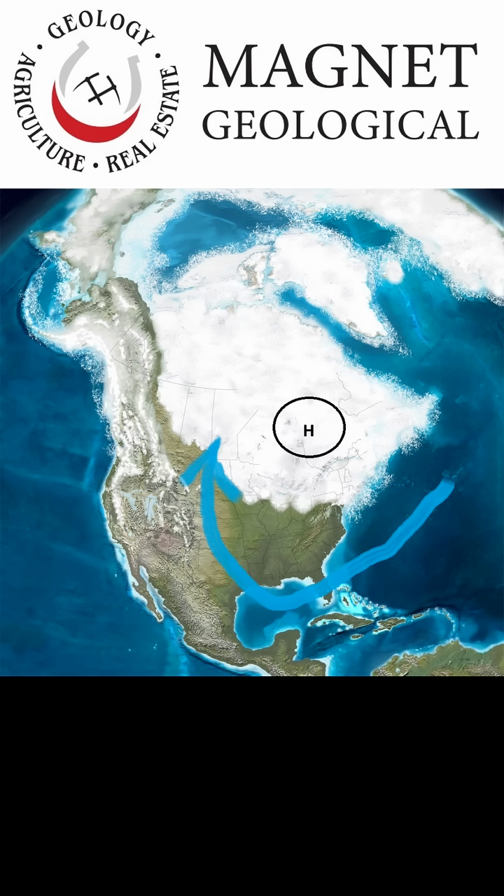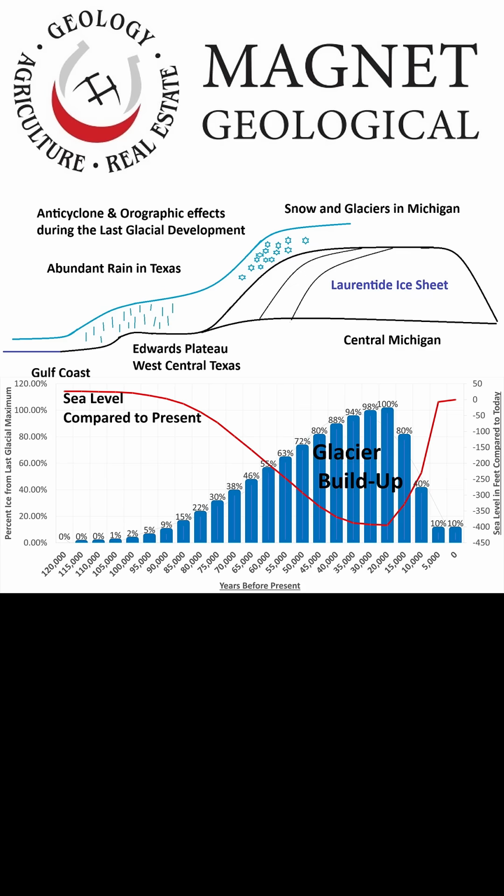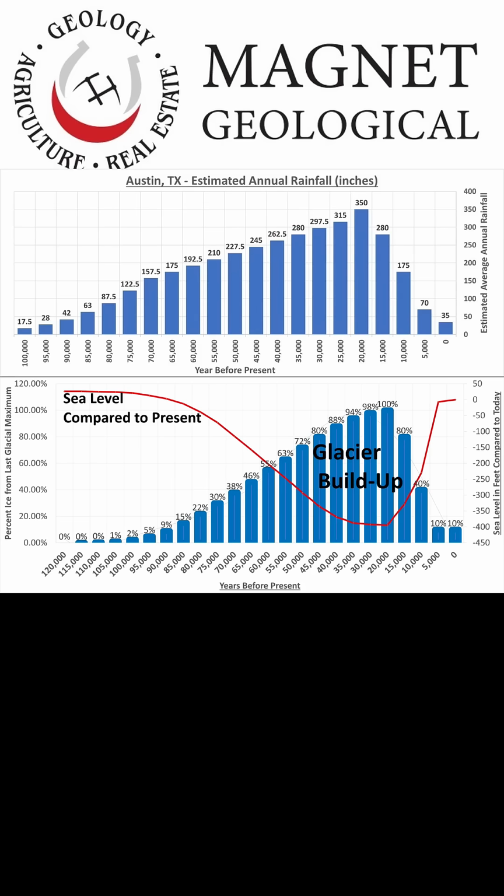This system pulled moisture from the Atlantic and Gulf. As it rose, it condensed to form rain in Texas and snow on the glaciers. It took about 100,000 years for this last glacial episode to develop. It takes longer for snow to build up than to melt. During this time period, it is likely that Texas rainfall increased proportionally with the increasing glacial development.